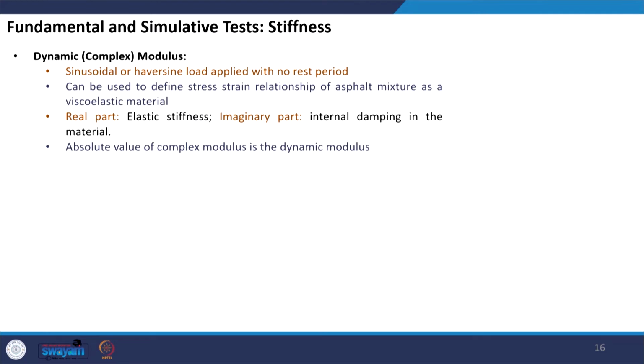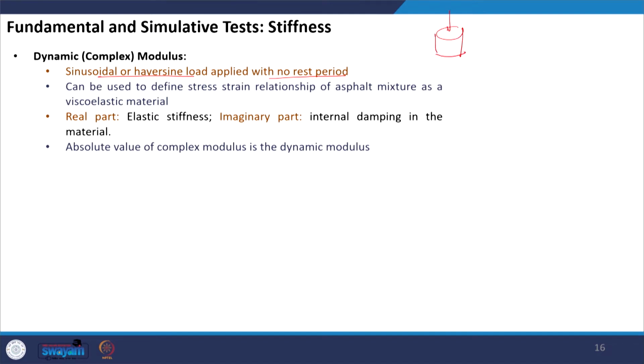This should not be confused with resilient modulus, because dynamic modulus is measured using a different test setup, a different loading configuration, and this is basically a material property rather than what we are trying to see, the response of the material. Okay. So, dynamic complex modulus uses sinusoidal or Haversine load, and we do not use any rest period. And the dynamic modulus test is usually done under uniaxial loading.